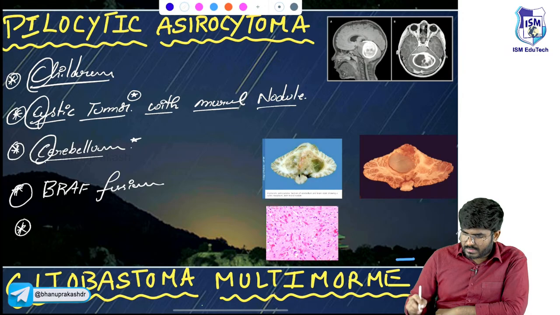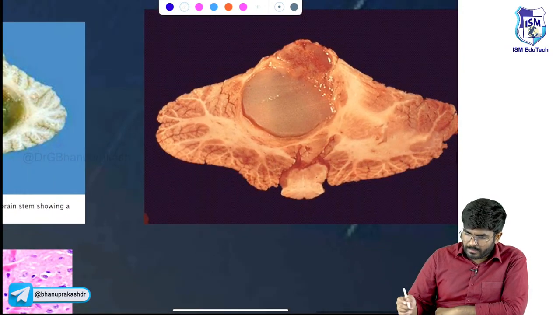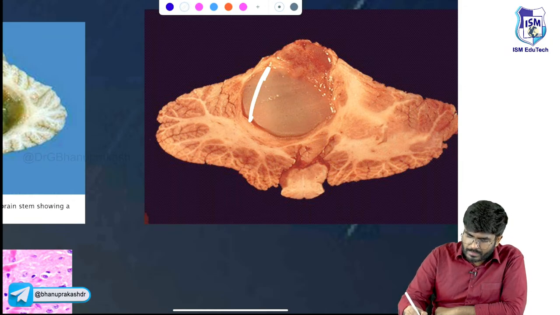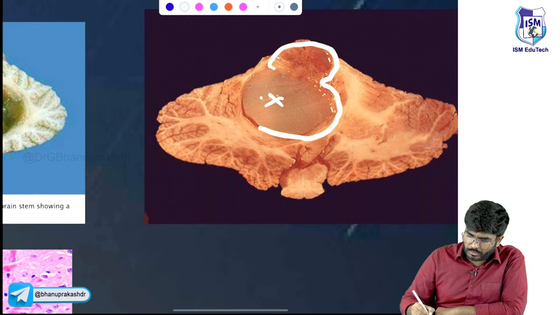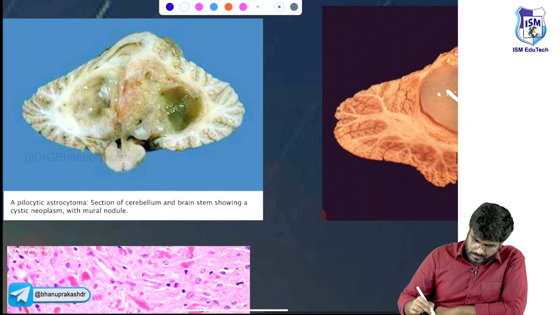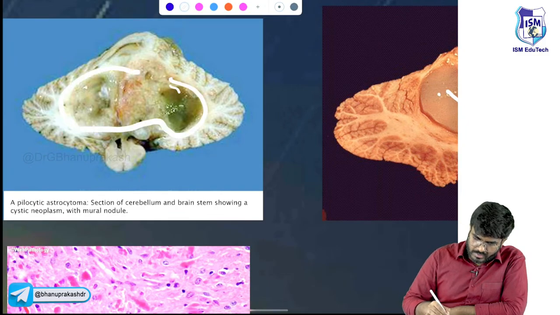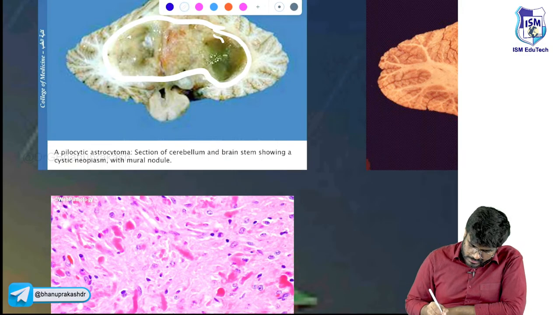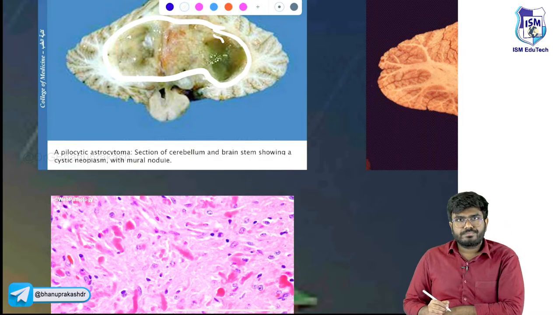Next, what else? Look here. This is the cerebellum where you can see this cystic nodule. A cystic tumor with a mural nodule is seen. Here also, a cystic tumor with a mural nodule. Say pilocytic astrocytoma, section of cerebellum, showing a cystic neoplasm with a mural nodule.